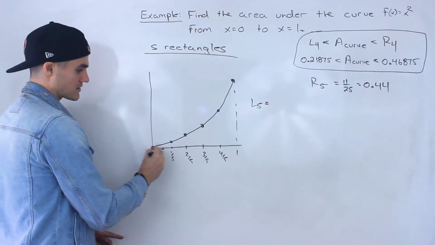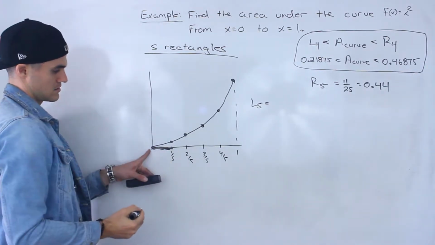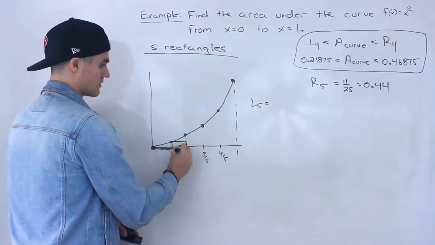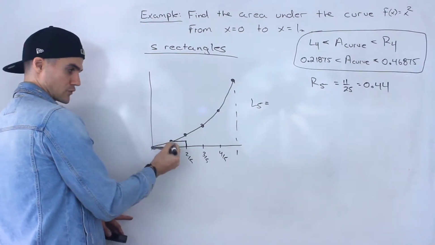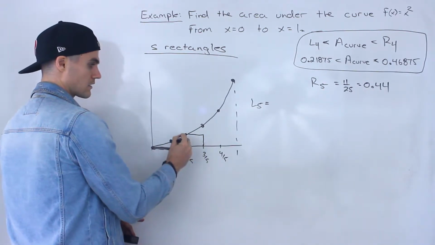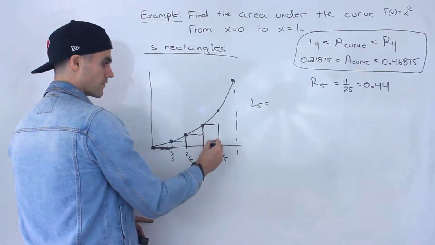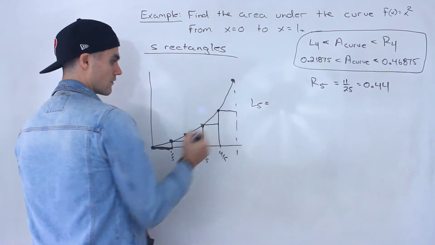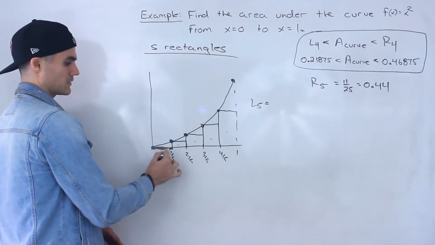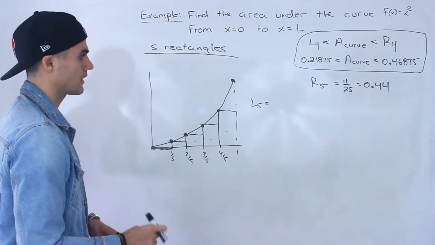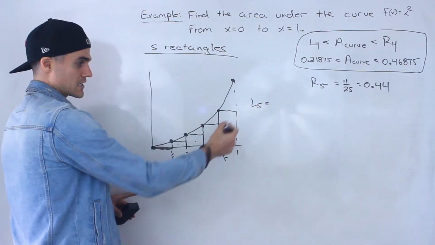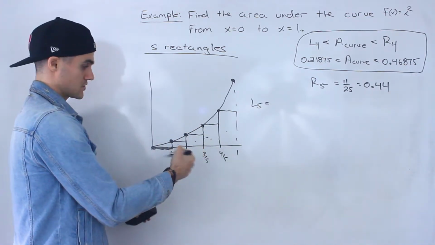So this point here is going to be the corner for this rectangle. And then we're going to have a rectangle here, right? The left corner of that rectangle is this point. And then we're going to have a rectangle here, like that. 1, 2, 3, 4, 5 rectangles, right? This one's not really a rectangle because that width is 0, but let's include it anyway. So now this L5 is going to be the sum of the areas of these rectangles here.